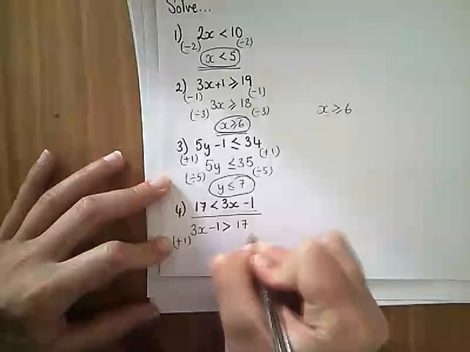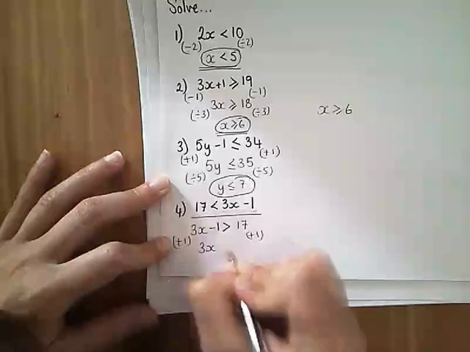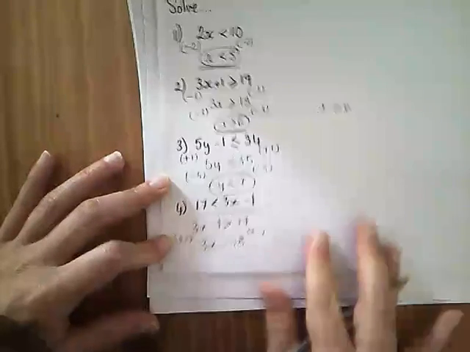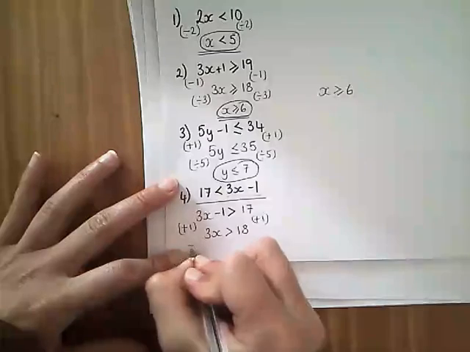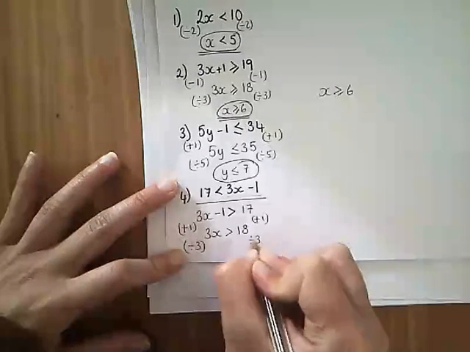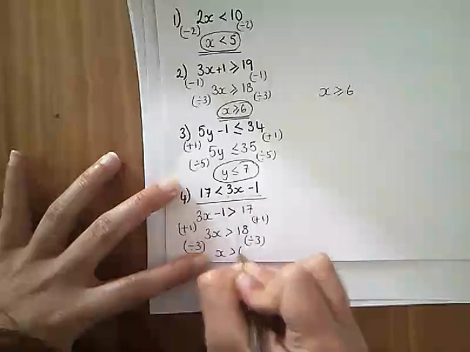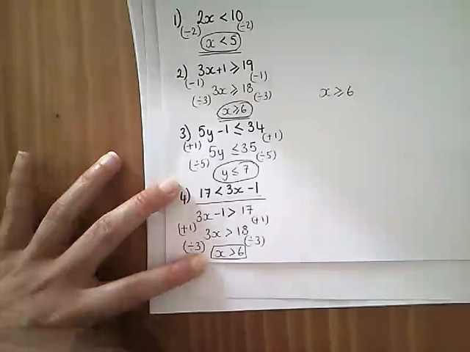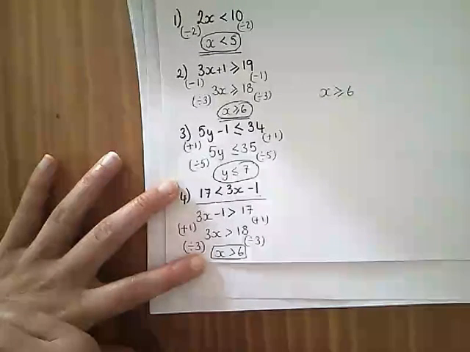Okay, then it's the same as normal, so we can add 1 to both sides because x is being times by 3 and then taking away 1, so to reverse the take away 1 we can add 1 and then we can reverse the times by 3 by dividing by 3 to give us x is greater than 6, okay.